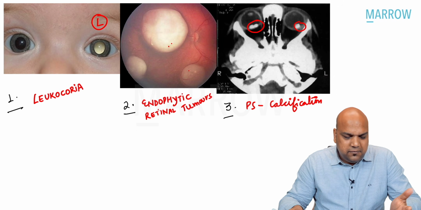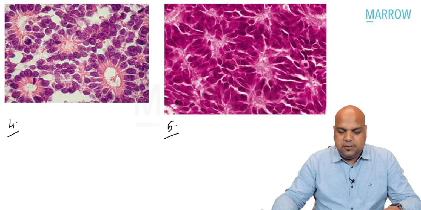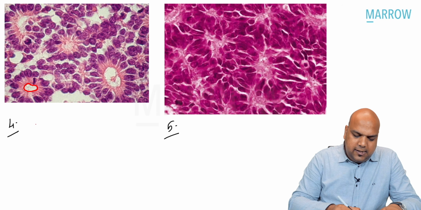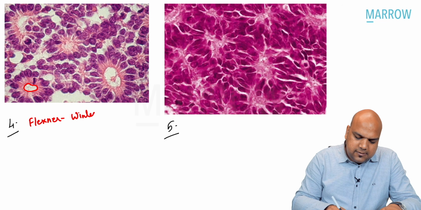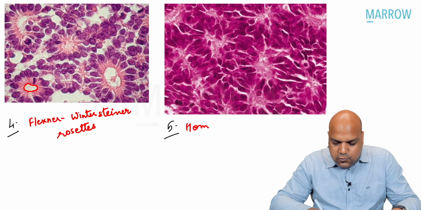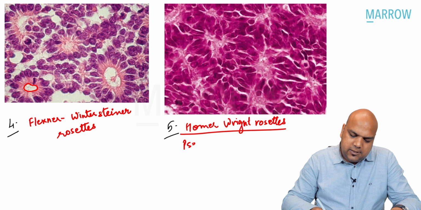Any confusion? Still confused? Okay. Let us see the next. Number four, number five, histopathology images. Number four, classic clear lumen surrounding cells known as Flexner-Wintersteiner rosettes. Number five, what do we see? Homer Wright rosettes or pseudo rosettes. They do not have a clear lumen, they just look like them. And that is why they are popularly called pseudo rosettes.